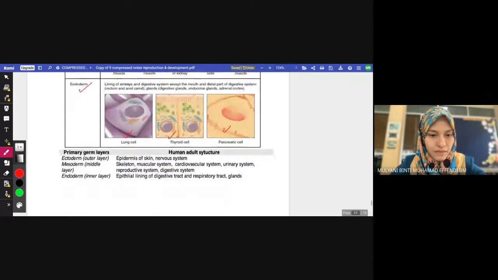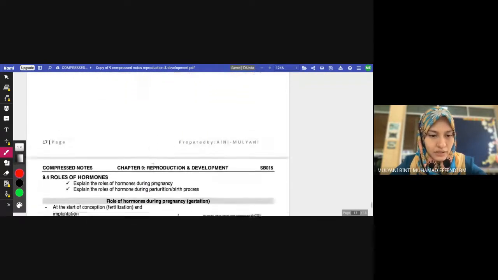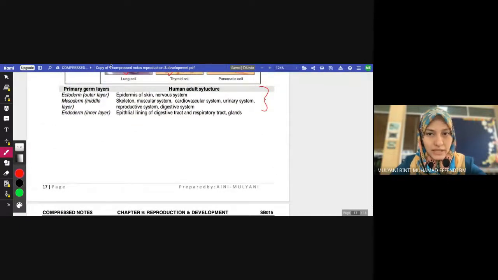Okay, so primary germ layers, inilah. Ni pun dah di-concludekan lagi, dah disimplifiedkan lagi. Same thing juga macam dalam gambar atas. Okay, sama je. Okay, so setelah fertilisation and organ formation after fertilisation tu.